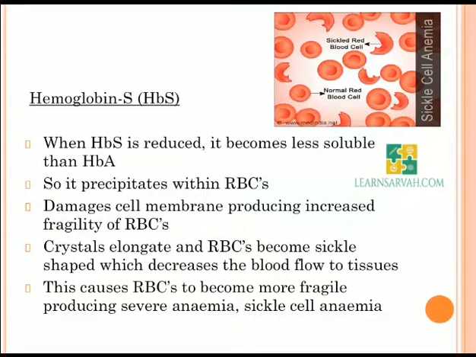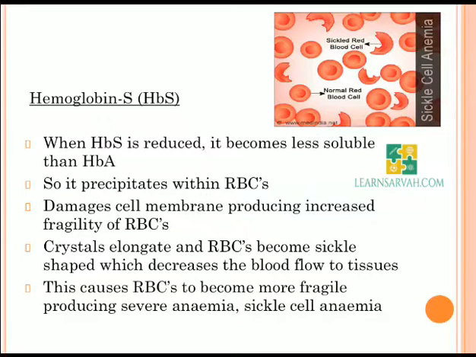HbS is a similar type of abnormal hemoglobin that is produced by mutation in the beta chain of the globin part, but this change won't be evident in normal conditions. In normal conditions it behaves as normal hemoglobin, but in a hypoxic state, where there is less oxygen concentration, it becomes less soluble than HbA, so it precipitates within the RBCs.